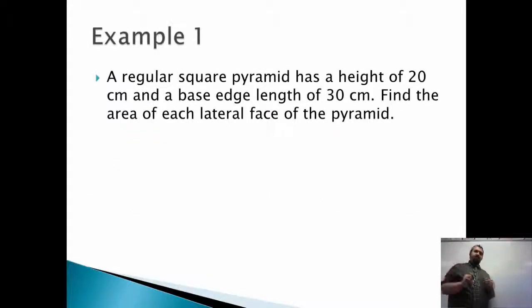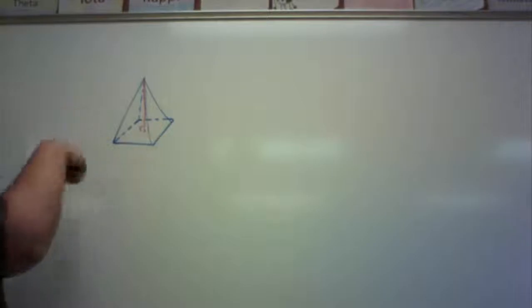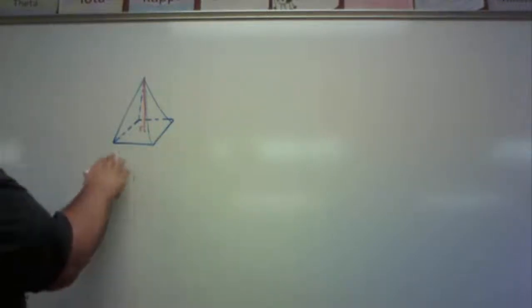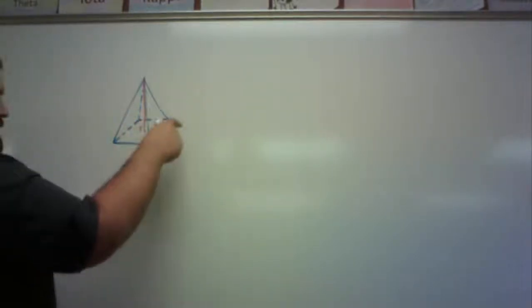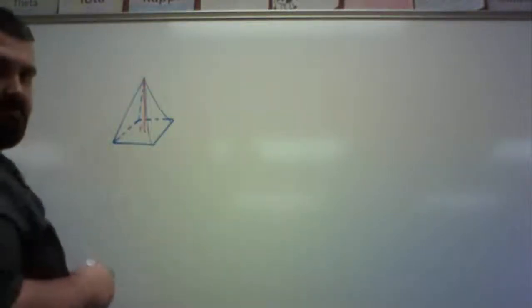Alright, so the first problem that we're going to do is this. A regular square pyramid has a height of 20 centimeters and a base edge length of 30 centimeters. Find the area of each lateral face of the pyramid. So I've drawn my pyramid. It'll look something like this. This is the base down here, the square, and each side is a lateral face.